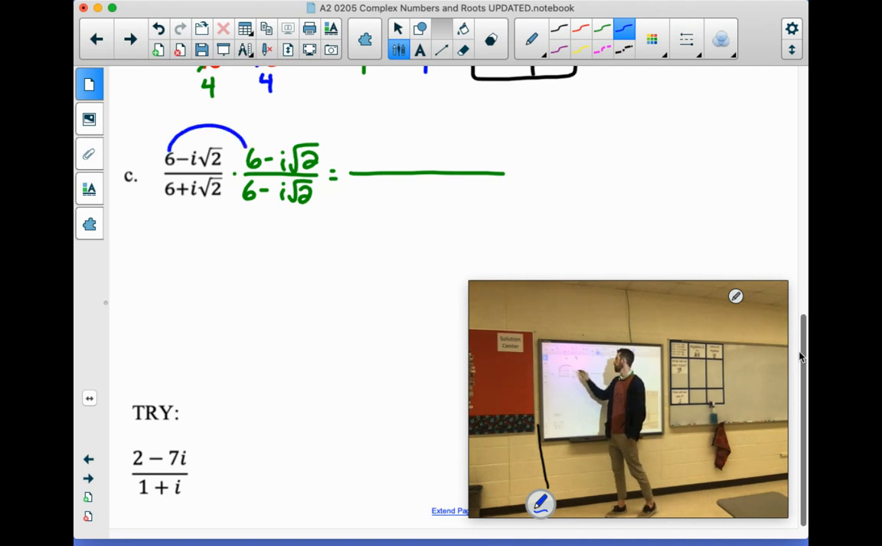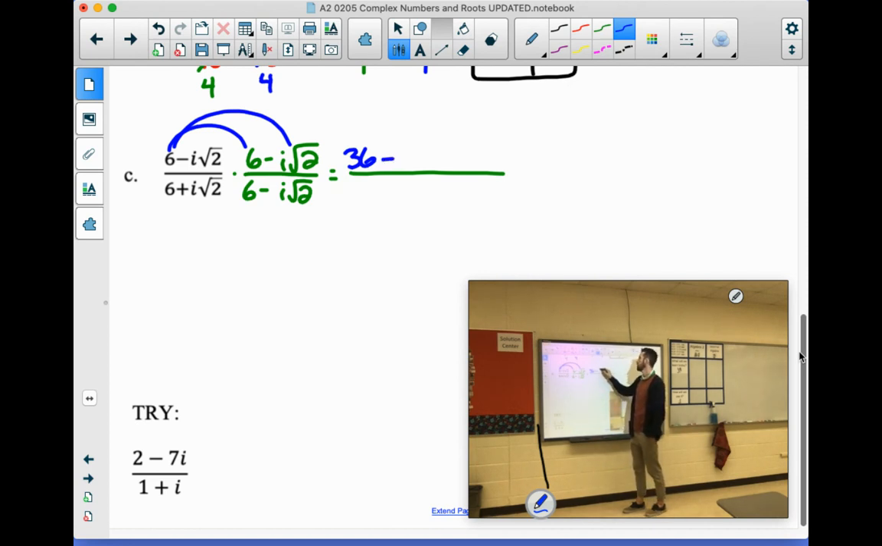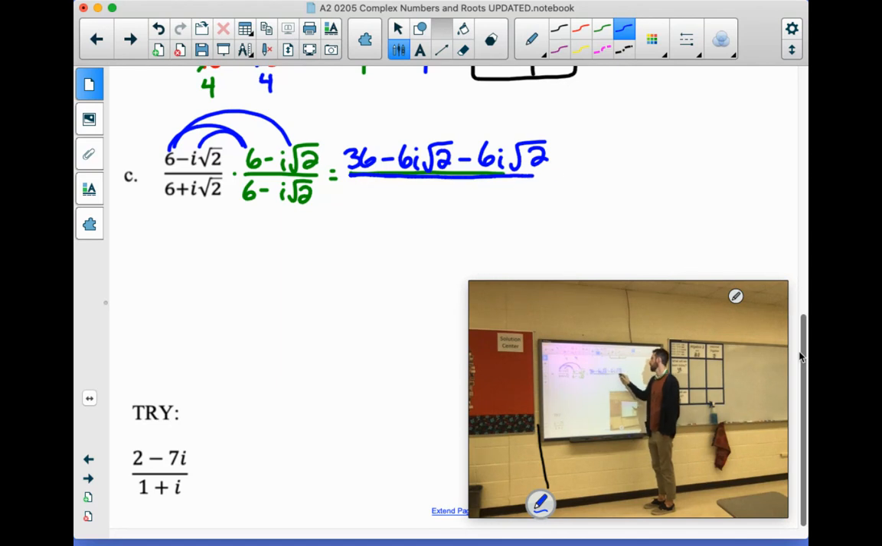Let's do the top first. 6 times 6, 36. 6 times -i root 2 would be -6i root 2. Inside, we have -i root 2 times 6. That's another -6i root 2. Line's not long enough here. And then the last, we have negative times negative goes positive. i times i is i squared. And square root of 2 times the square root of 2 would be the square root of 4.